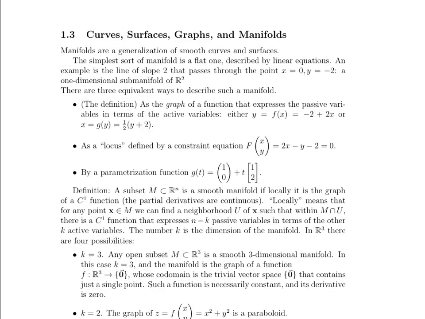The manifold is the graph of the function f, which maps R3 to the 0 vector, whose codomain is the trivial vector space 0, and that just contains a single point. And that function is necessarily constant, right? It maps always to the same point. Its derivative is going to be 0 too. Let's take a look at some other examples.